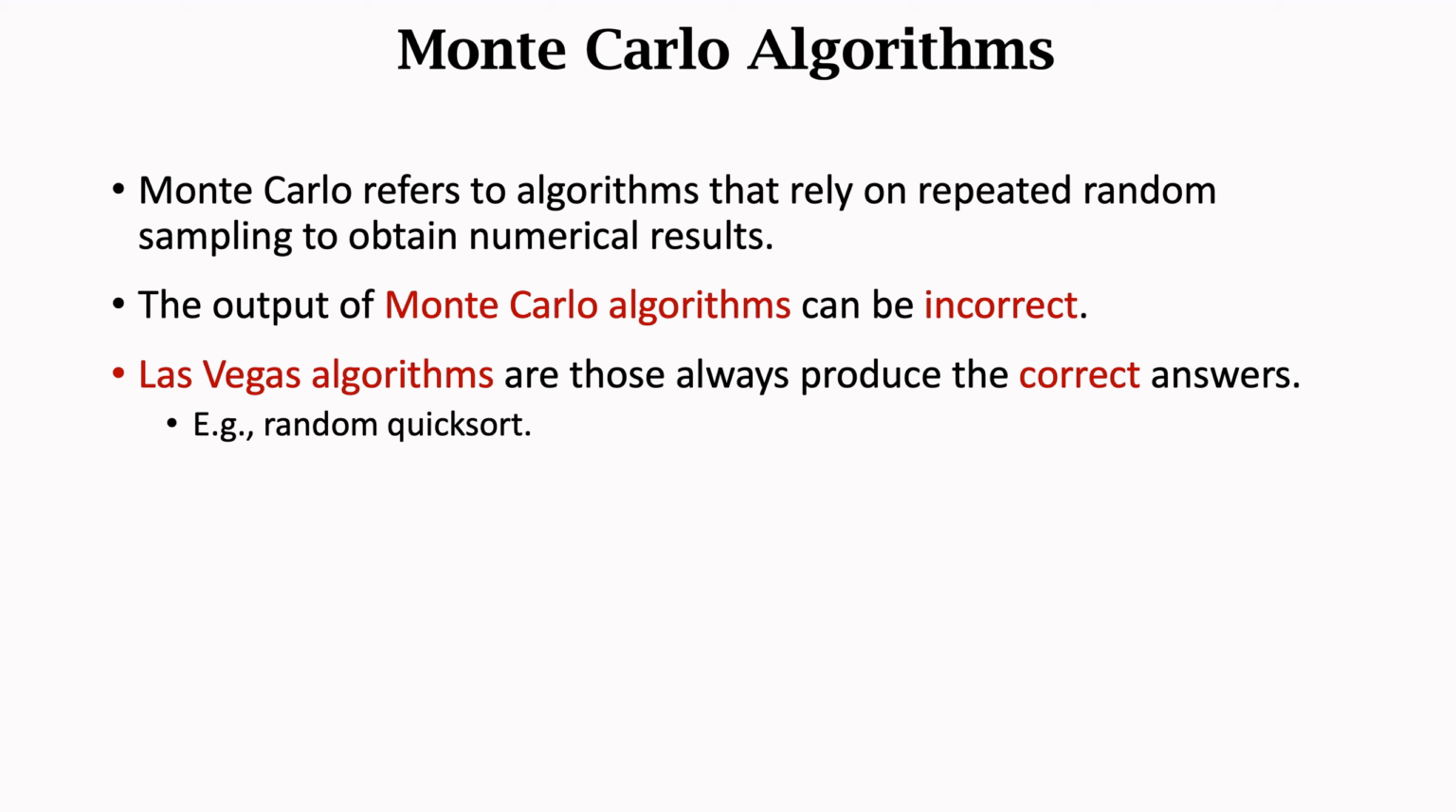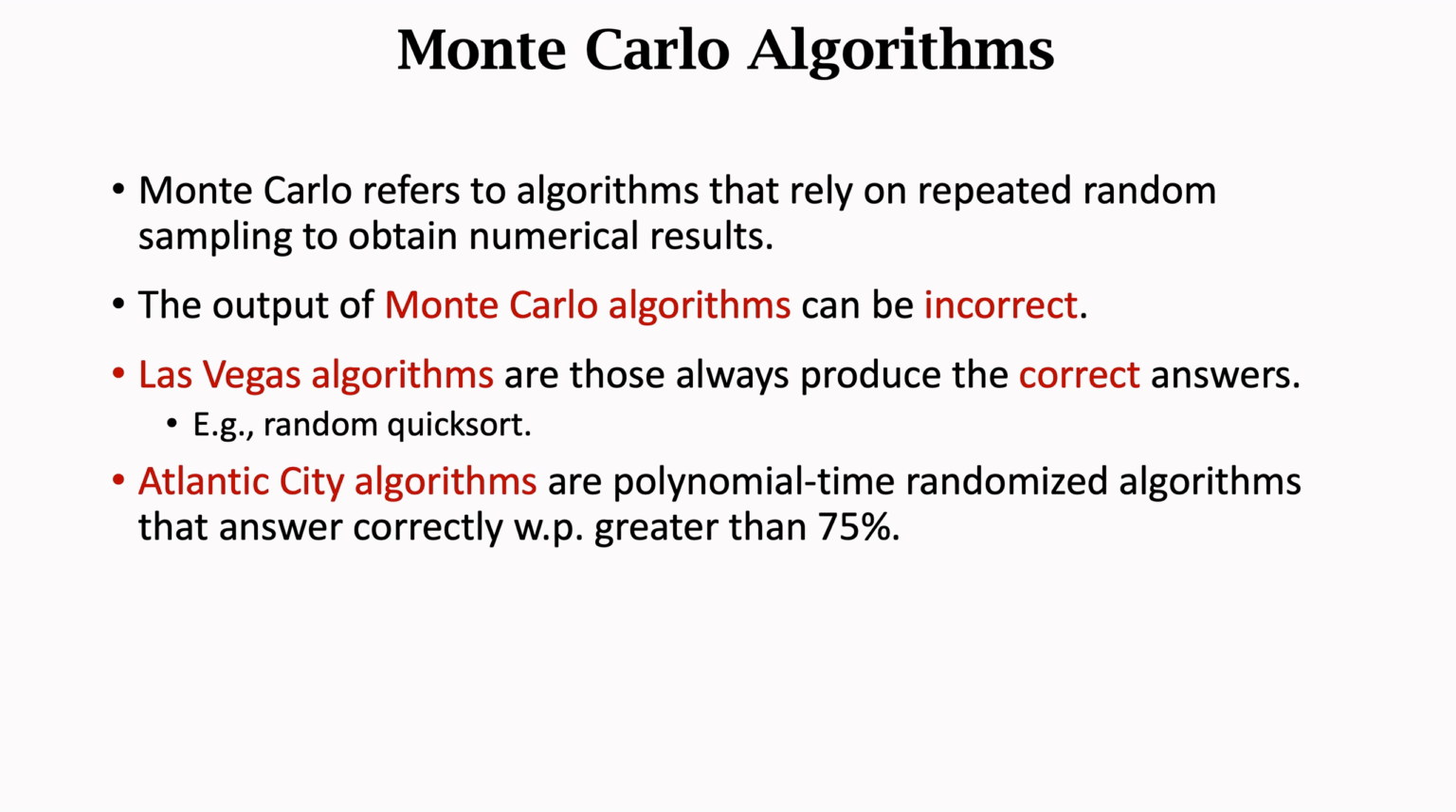People love to name randomized algorithms after casinos. Monte Carlo and Las Vegas are both famous for gambling. Atlantic City is also famous for gambling. Atlantic City algorithms are polynomial time randomized algorithms that answer correctly with probability greater than 75%. If you repeat an Atlantic City algorithm many times, the success probability will approach 100%.